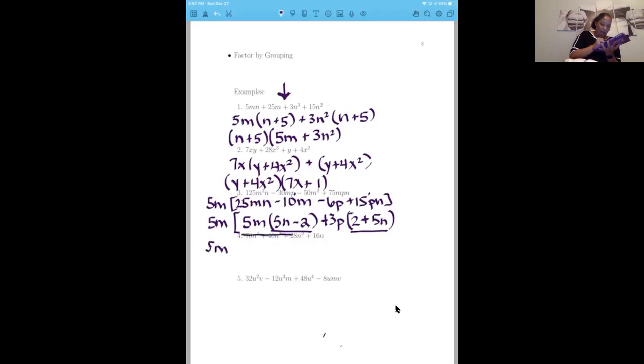So I'm going to skip number 4 right there so we can see this. So now I'm going to factor out the 5n minus 2. And what I have left is a 5m plus 3p. All right, so this is that correct factorization.